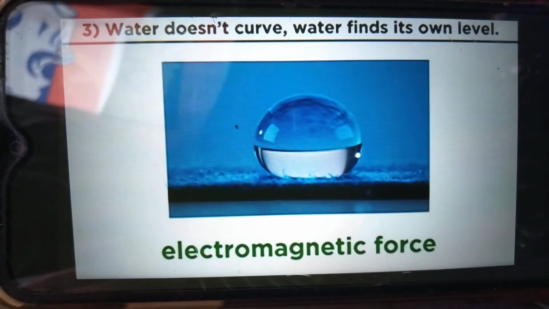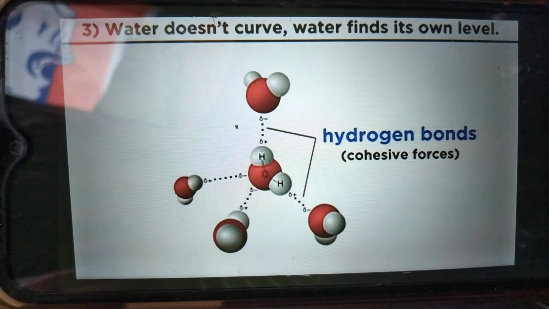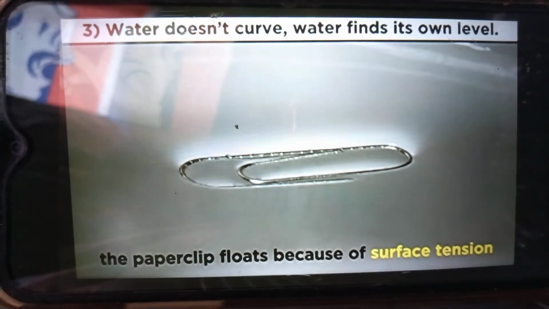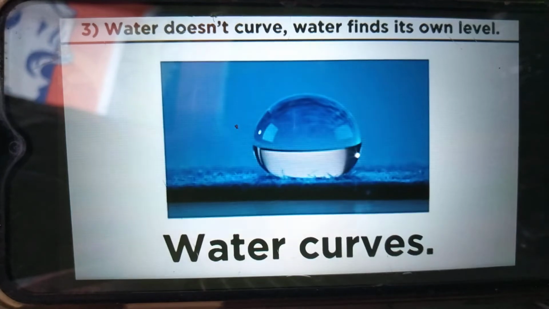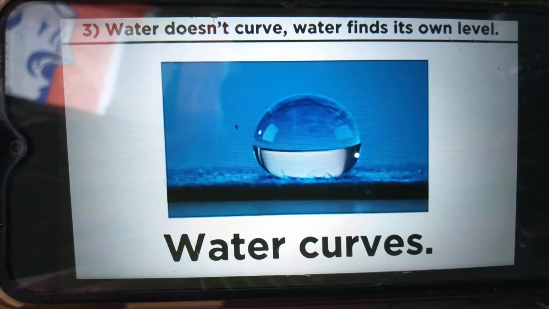With a spherical water droplet, that's the electromagnetic force. Water molecules make hydrogen bonds with one another, which in this context we refer to as cohesive forces. That's why water has a very high surface tension. And that's why a water droplet remains spherical, so that it can maximize the number of hydrogen bonds that are formed and keep the system at the lowest energy possible. So clearly and indisputably, water curves.